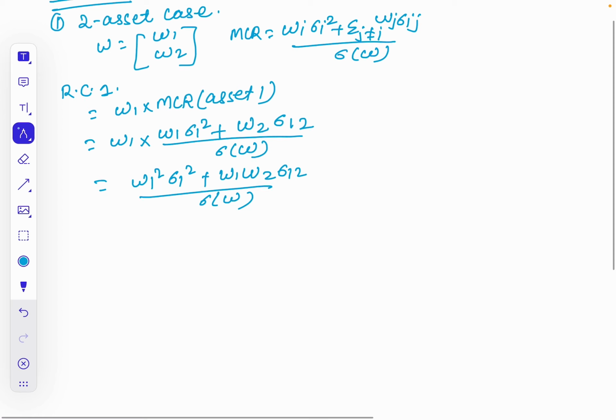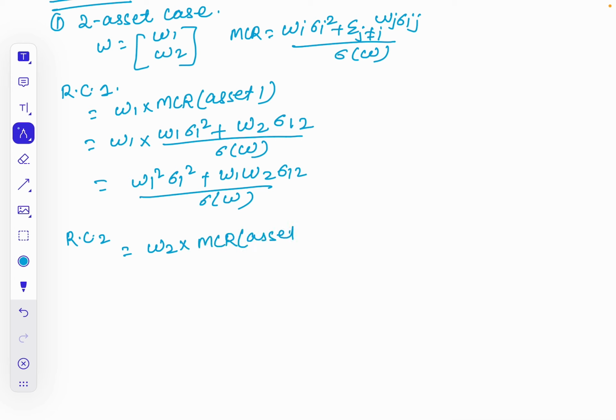Now what is the risk contribution of asset 2? It would be nothing but the weight of asset 2 into the MCR of asset 2. So it will be W2 into the MCR, where I is basically 2 in this case. So it's W2 square into sigma 2 square plus, j can take values 1 and 2, so we have to sum for all j. J can be only 1 and 2 because we have two assets, but j cannot be equal to I. I is 2 in this case, so j can only be 1. So here we can write W1 into sigma, where I is 2 and j is 1, divided by sigma W.